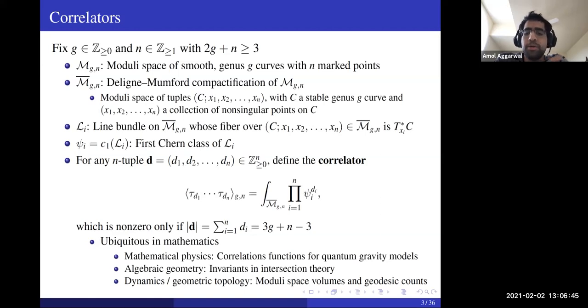So in mathematical physics, they were first introduced by Witten in the context of being defined as correlation functions for certain models of quantum gravity. I mean, they obviously appear, as this definition suggests, in algebraic geometry. They're fundamental invariants that arise in intersection theory. And maybe most relevant for this talk, these intersection numbers arise in dynamics and geometric topology. They come in the context of moduli space volumes and geodesic counts. So I'll talk a little bit more about that later in this talk.